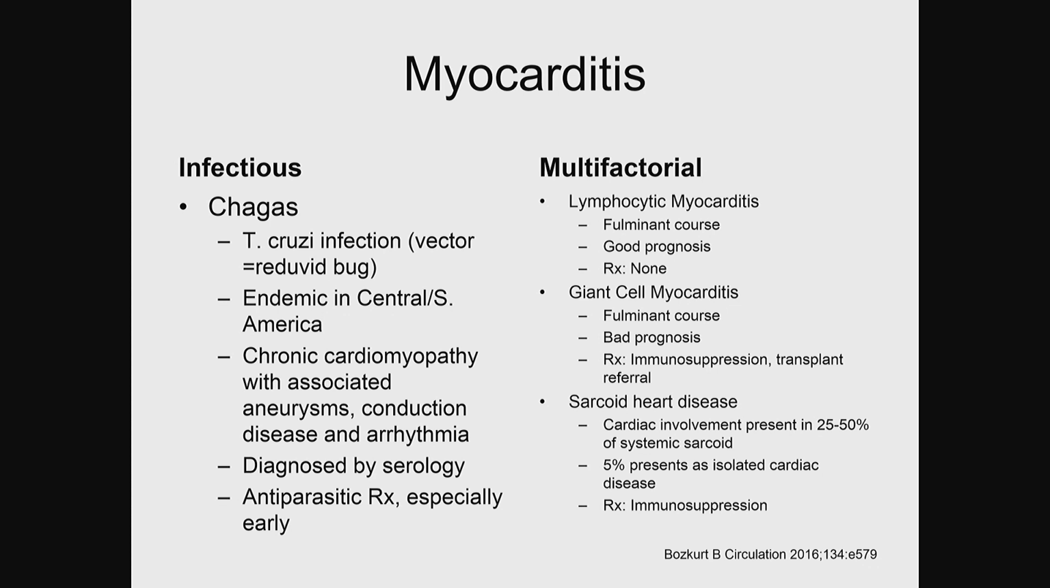And sarcoid heart disease, which may be indolent and in the setting of systemic sarcoid, is present in approximately 1/4 to 1/2 of patients, depending on the method of ascertainment. Up to 5% of patients with sarcoidosis may have it limited to their heart, and this too is treated with immune suppression and early consideration for ICD placement for sudden death prevention.